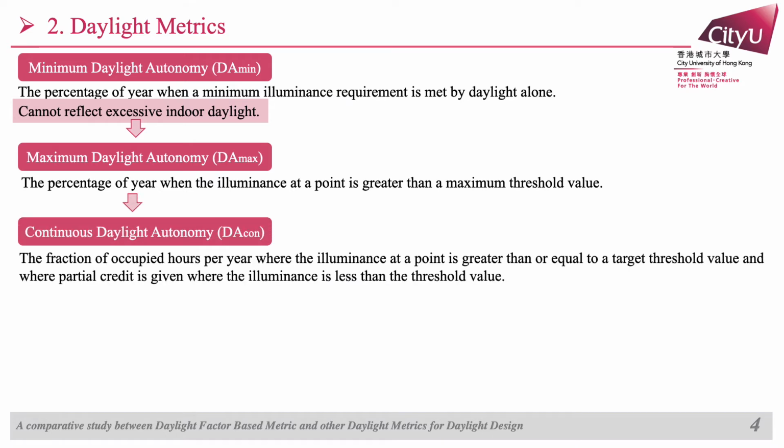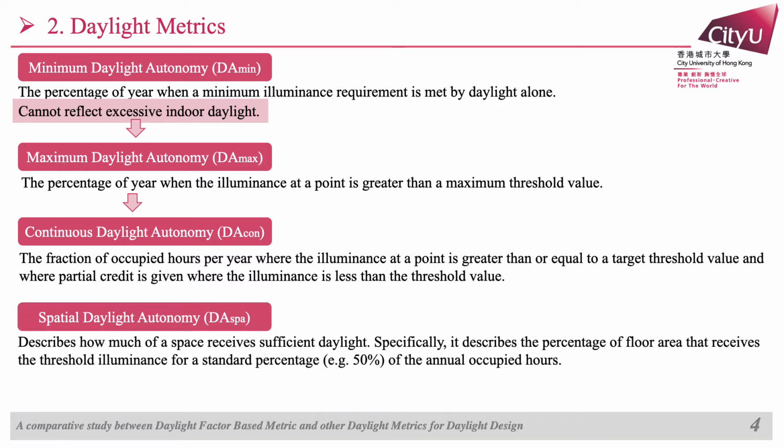As a basic modification of daylight autonomy, the continuous daylight autonomy is the fraction of occupied hours per year where the illuminance at a point is greater than or equal to a target threshold value, and where partial credit is given where the illuminance is less than the threshold value. Spatial daylight autonomy describes the percentage of floor area that receives the threshold illuminance for a standard percentage of the annual occupied hours.